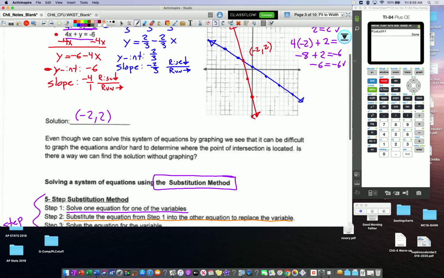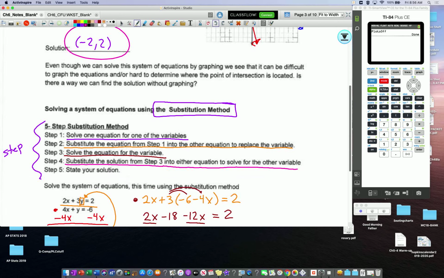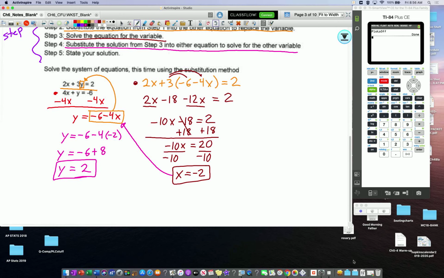Notice how it's the exact same answer right here. Okay? So the last step is you want to state your solution. You can just leave it as this, or if you like to write it as an ordered pair, you can do that. And really, there should be a step 6, and that is to check it. So make sure it does work in both equations. I'm not going to demonstrate that here because we already know it works from graphing. All right, let's go to the next page.